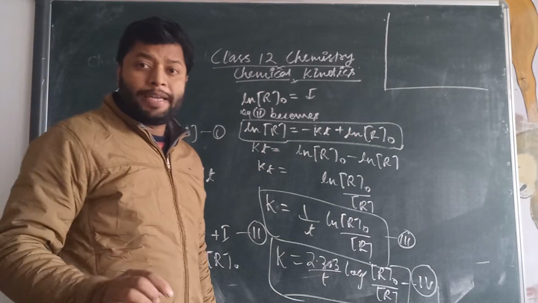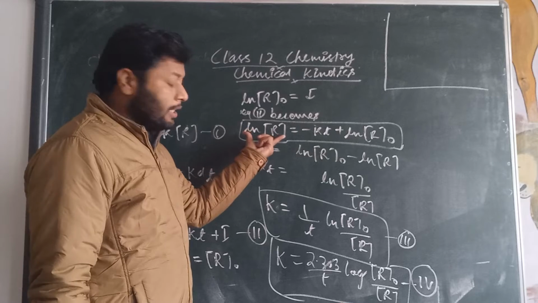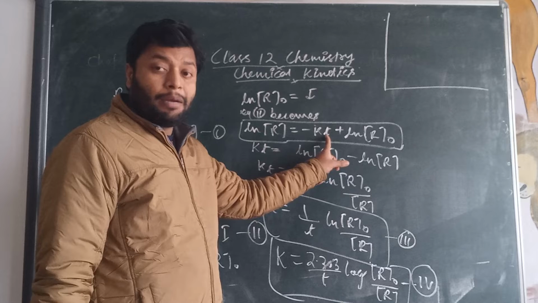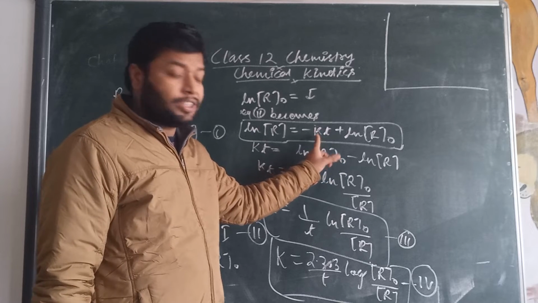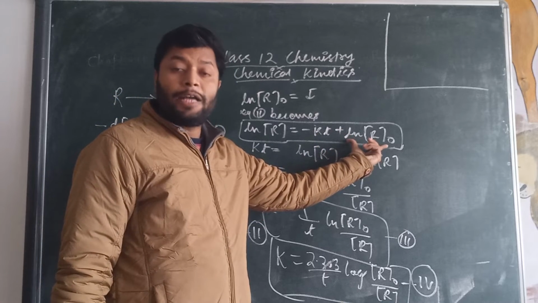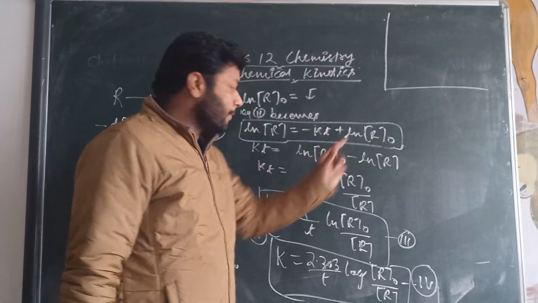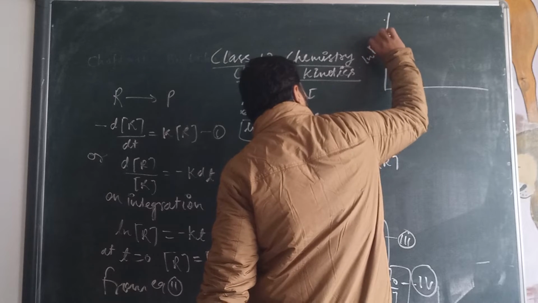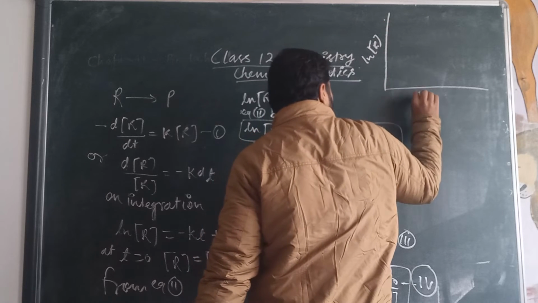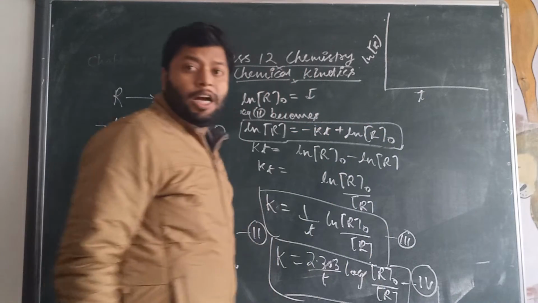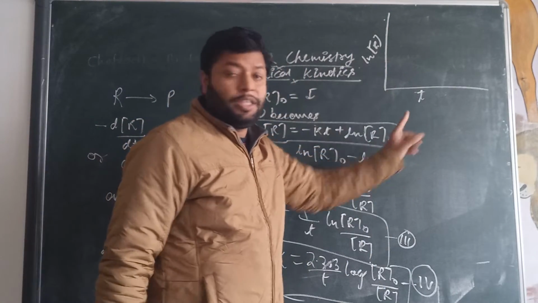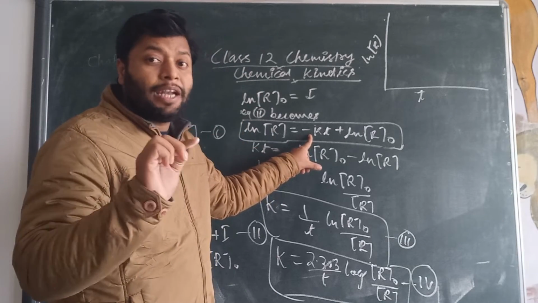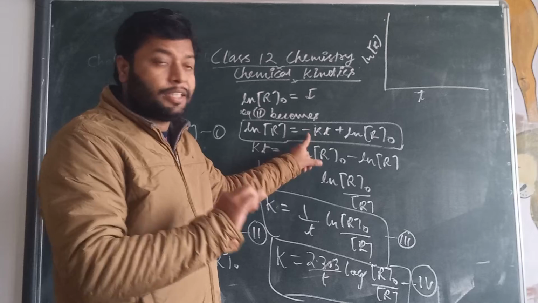I am comparing y equal to mx plus c. You can see that y will be ln r versus t, x. The slope will be minus k, and this will be a constant value. So the graph is ln r versus t, and we will get a downward straight line slope because there is a minus k.